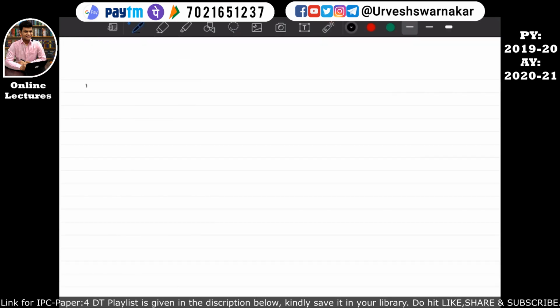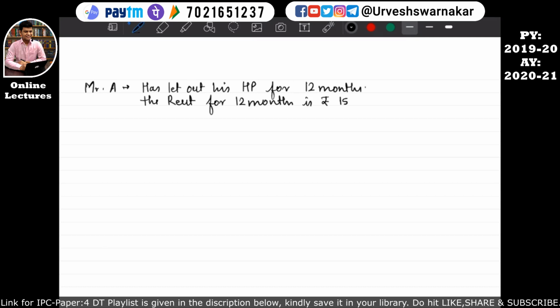Okay, Mr. A has let out his house property for 12 months. The rent for 12 months is 24 lakhs per annum. So basically Mr. A has let out his house property for 12 months and the rent for 12 months is 24 lakhs per annum. That means 2 lakh per month the rent is being charged.